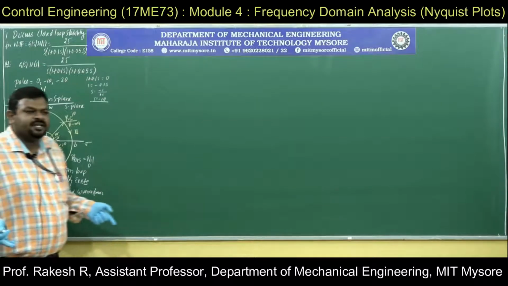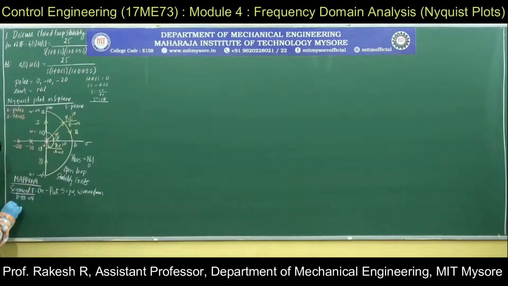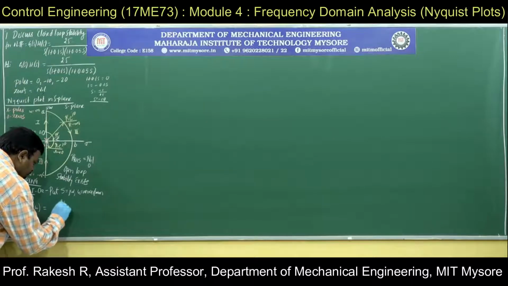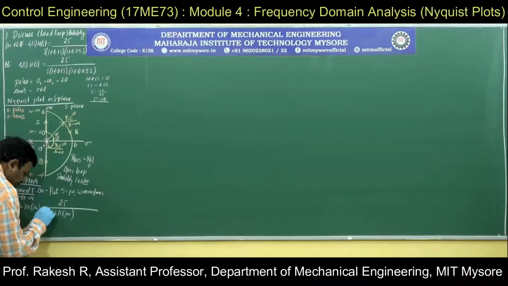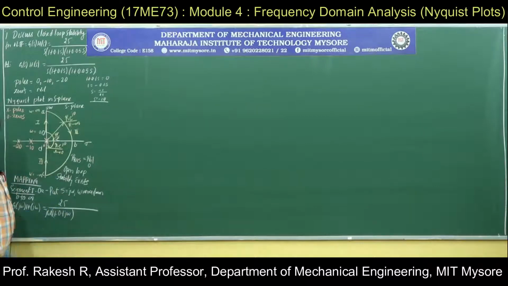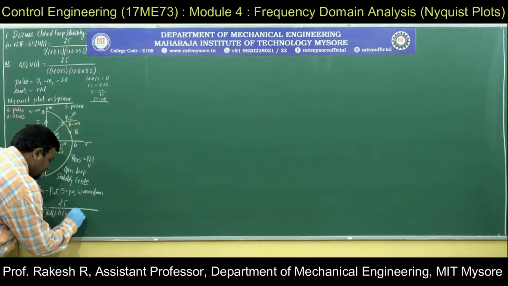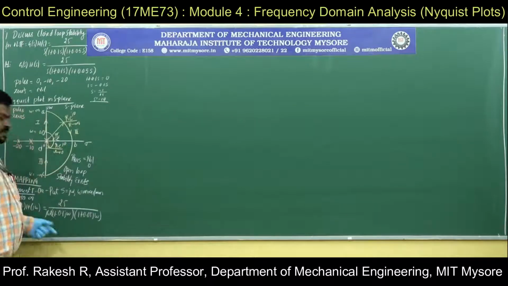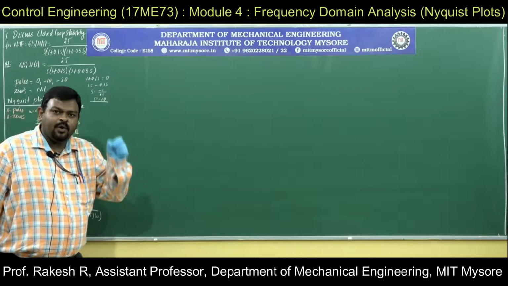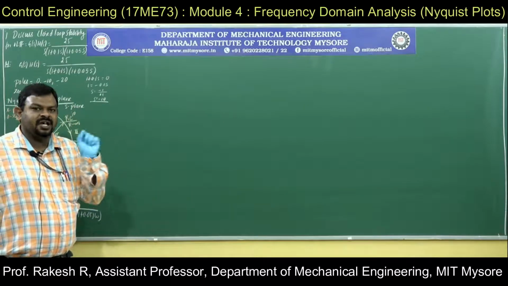What is the actual procedure in a polar plot? We will be replacing S with j omega. So G of j omega, H of j omega will be equal to 25 divided by j omega into (1 plus 0.1 j omega) into (1 plus 0.05 j omega). This is the polar plot, replacing S with j omega.